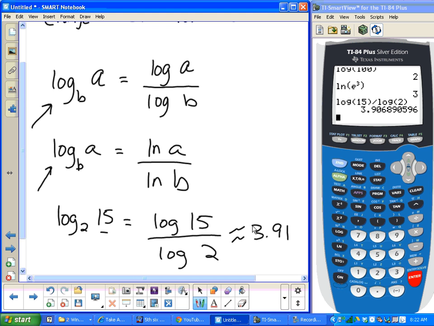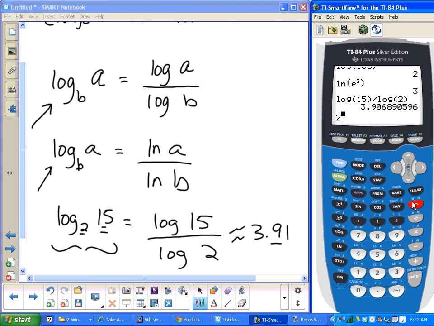And again, if we wanted to check this, go back to the logarithm. According to this, 2 raised to that power should equal 15. So watch how I can check this. 2 raised to, now I'm going to recall the answer by hitting second and then the negative sign at the bottom, and then this should give me 15.